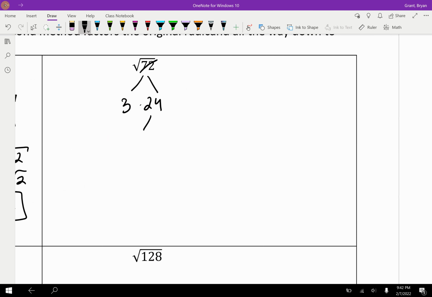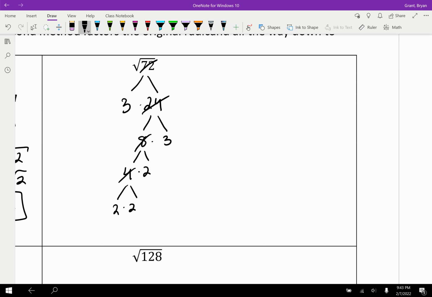But 24, we can break down. What does 24 break down into? Well, there's a lot of different opportunities. 6 and 4, 8 and 3, whatever sounds good. I'm going to pick 8 and 3, though. So 8 times 3 is 24. Could have done 12 and 2. Notice I also crossed off the 24 because I broke that down. 3 we can't break down further, but we can break down 8 into 4 and 2. And we can break 4 down into 2 and 2.